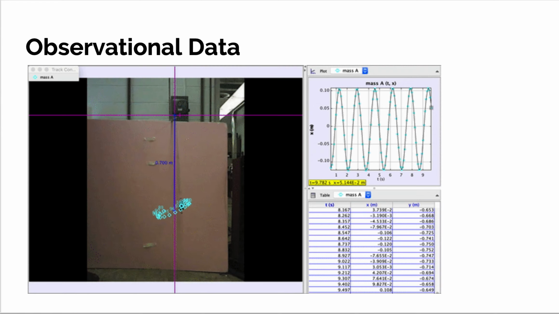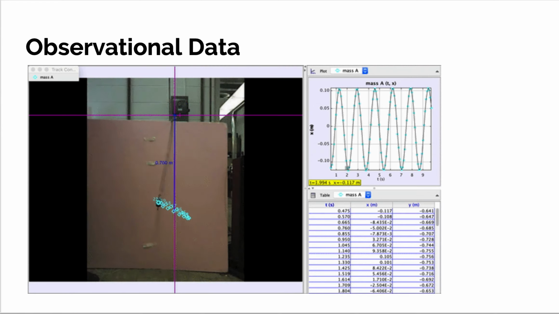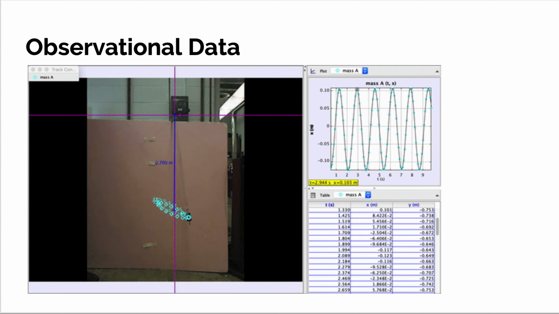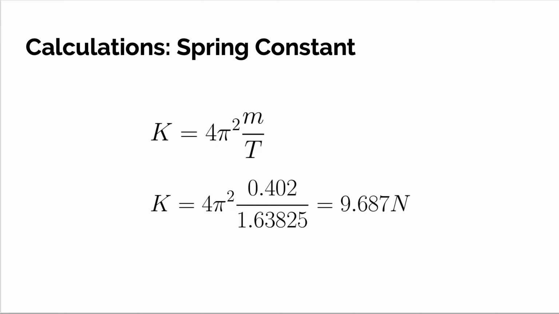Here is the tracker data as we observed it moving through time. We were able to attach a point mass to it and track its motion to collect the x and y components of its motion. We then were able to calculate the period of one oscillation. We did this by collecting times from 4 different completions of one oscillation and averaging that to get the period of 1.638 seconds.